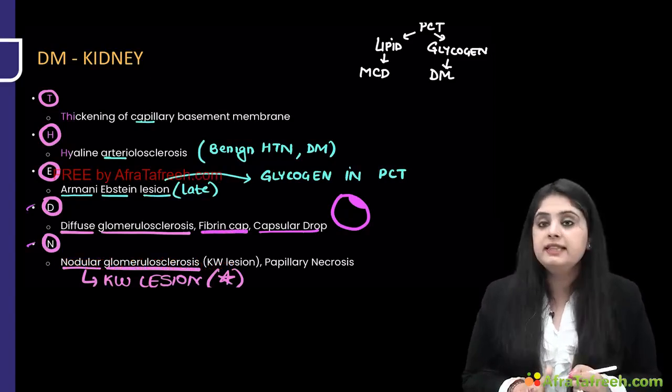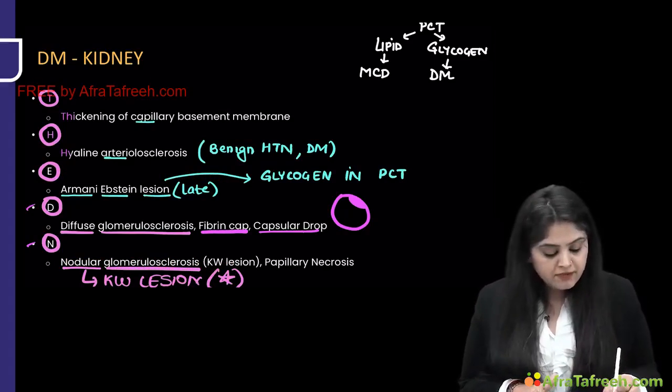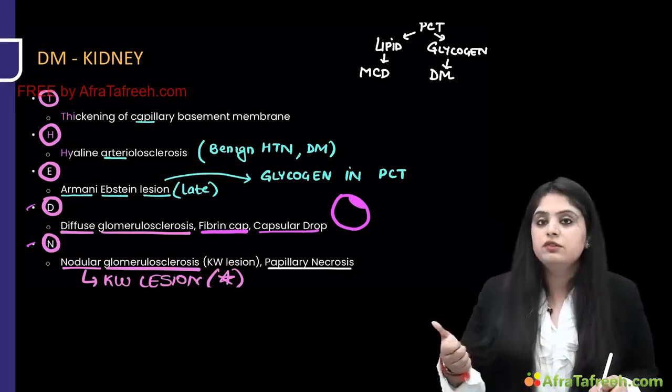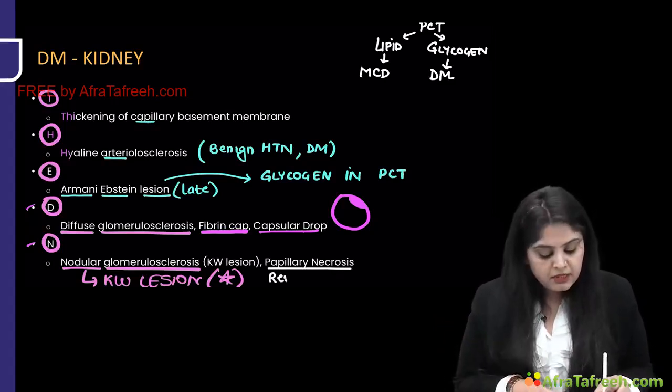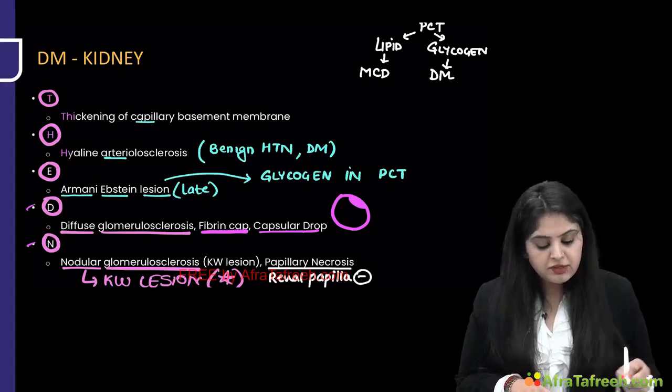What is the last thing with N that you have to know? With N you have papillary necrosis. Necrosis you all understand. Necrosis is death. What is papillary? Renal papilla. Renal papilla is going to die. So there is a renal papillary necrosis that has occurred.